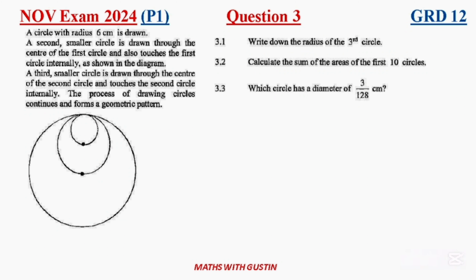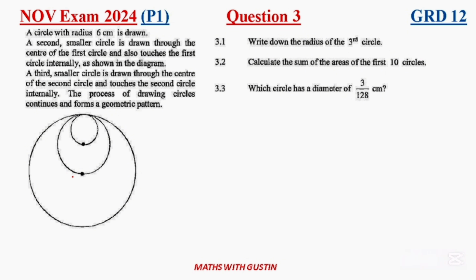So here is question 3. It reads as follows: a circle with radius 6 centimeters is drawn. A second circle, smaller, is drawn through the center of the first circle.